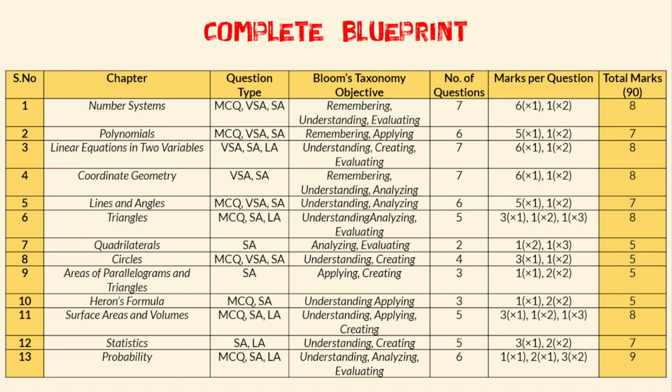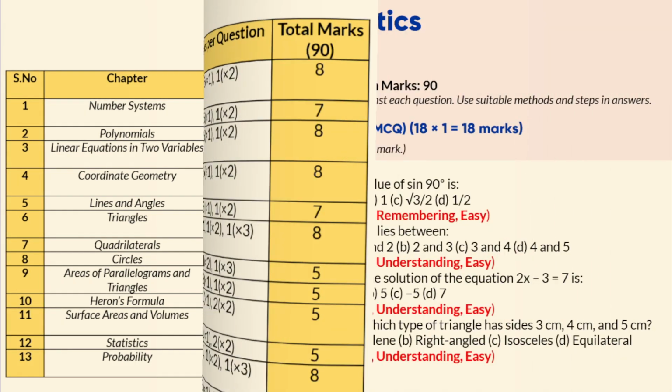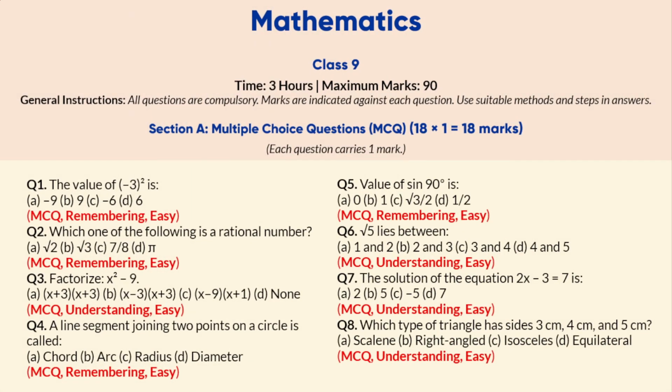Now this is the complete blueprint. And this is the chapter wise blueprint from the chapter number system to probability. Here I have chosen 13 chapters from the class 9 syllabus. And this is the question paper according to the blueprint. Here time allotted for this paper is 3 hours, maximum marks 90, general instructions. All questions are compulsory. Marks are indicated against each question. Use suitable method and steps in answers.